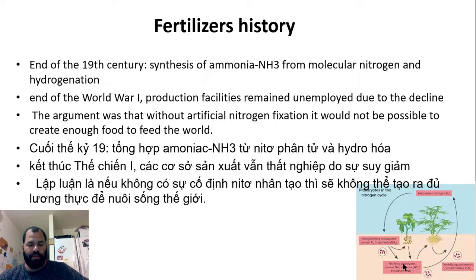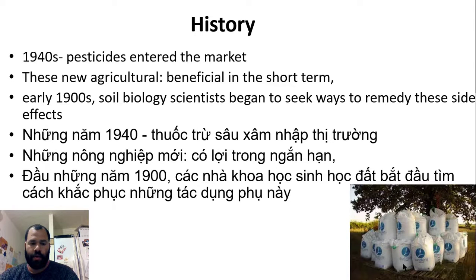At that time, people thought that without the use of large-scale ammonia production, it would not be possible to feed the world population. And this was the first revolution that allowed modern or conventional farming to become the way it is today.